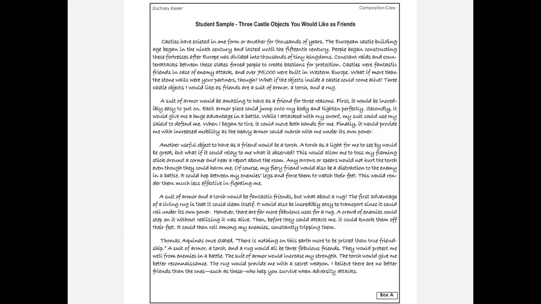Very important. All right, so then I have them take another color and I have them highlight in this POB A, that'd be the second paragraph on your screen or in your teacher's notebook. A suit of armor would be amazing to have as a friend for 3 reasons. Boom, arrow to the margin, topic of POB A. And we come to the next one, highlight it. Another useful object to have as a friend would be a torch, highlight, arrow to the margin, topic of POB B.